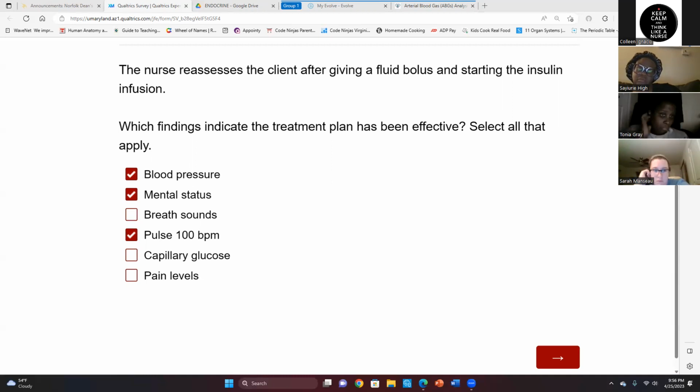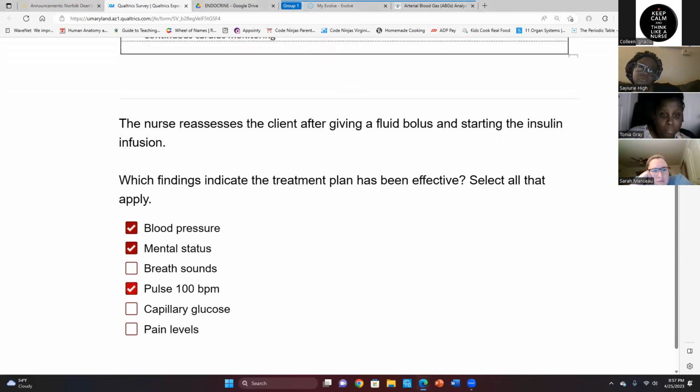And then the cells are going to become rehydrated. Glucose is going to move into the cells, and that's going to help the patient's level of consciousness. Their neurological status is going to improve. They're no longer going to be confused. And pain was not even an issue with this patient in the first place, right? And breath sounds were clear. He just had deep and rapid respirations. Okay.